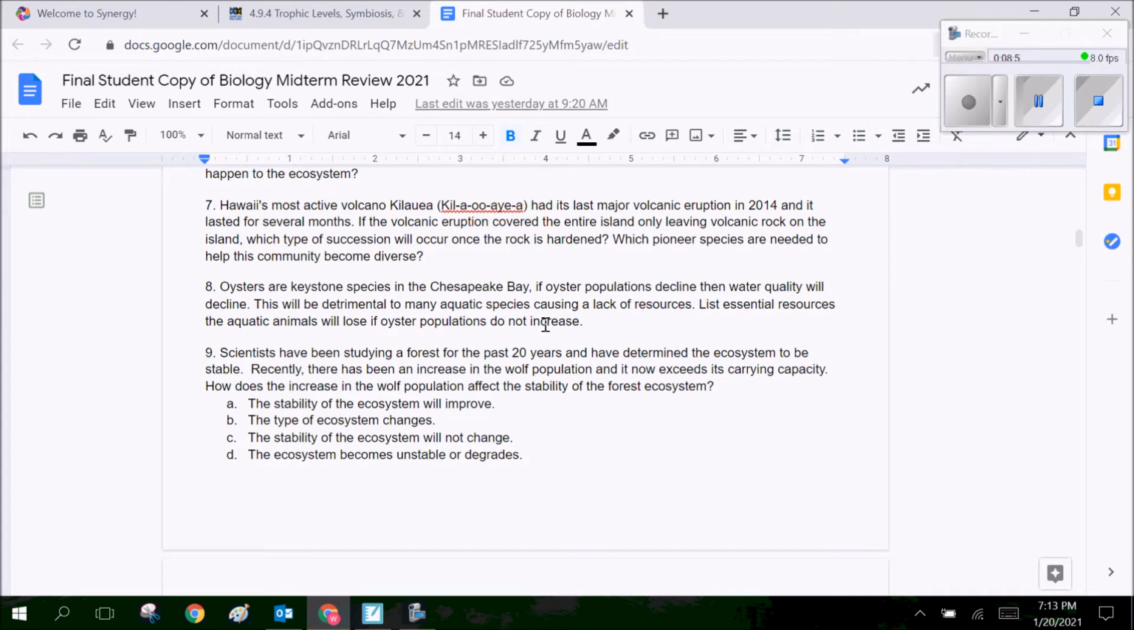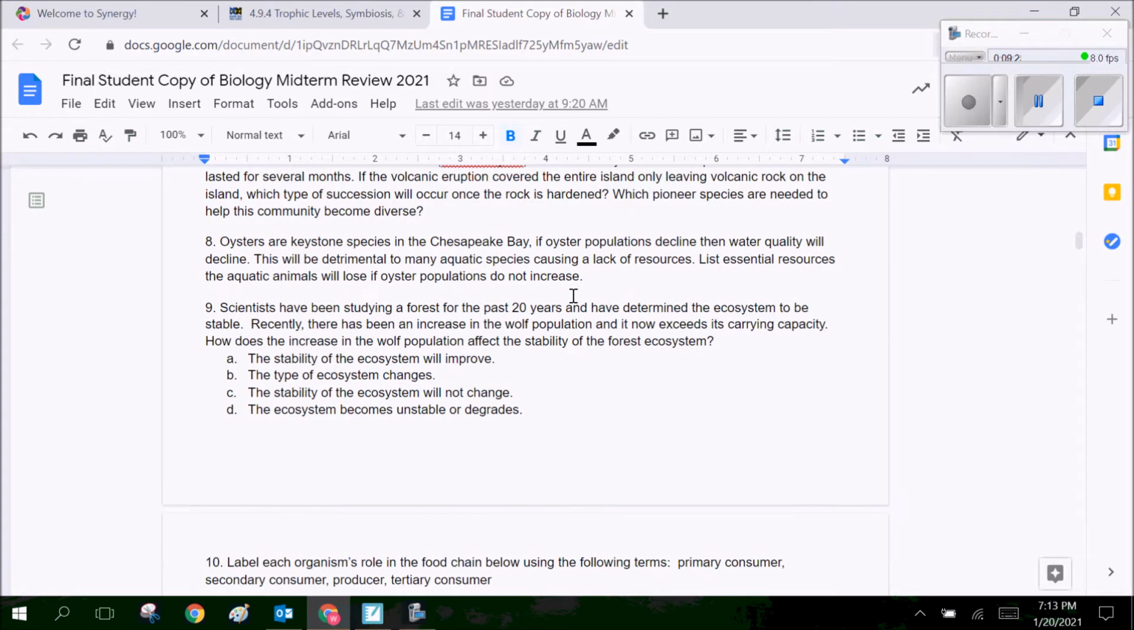So what do oysters do? They're filter feeders. So oysters are going to remove toxins from the water. They're also going to help increase the clarity of the water and make it easier for plants to do photosynthesis, so there's more oxygen in the water. So basically, once they're removed, there'll be less oxygen in the water, there'll be more toxins, the water will be dirtier, and it won't be nearly as healthy. And of course, they're going to affect other species as well because they'll be affected by the poison, etc.